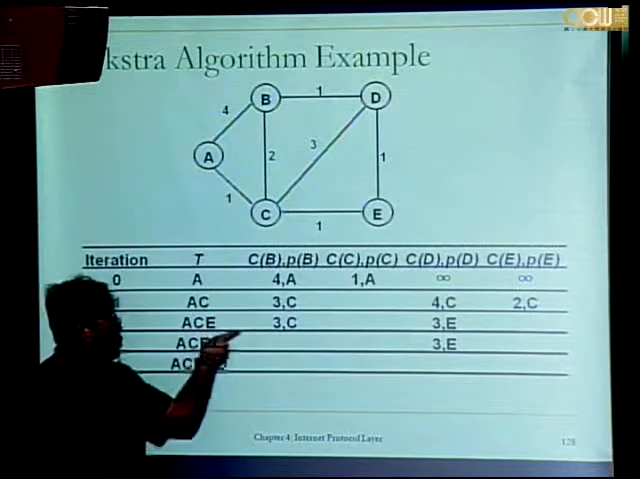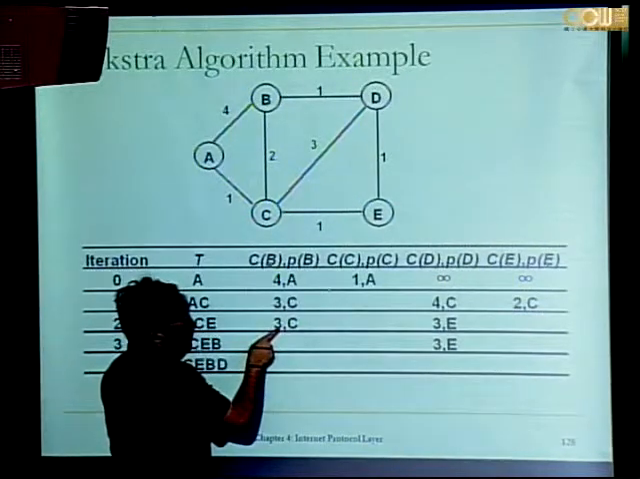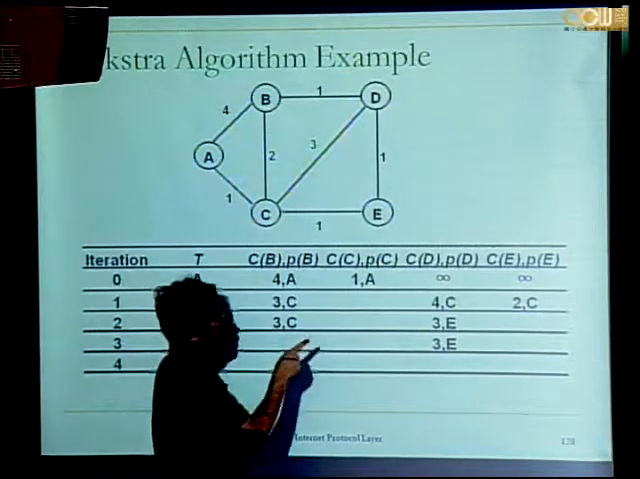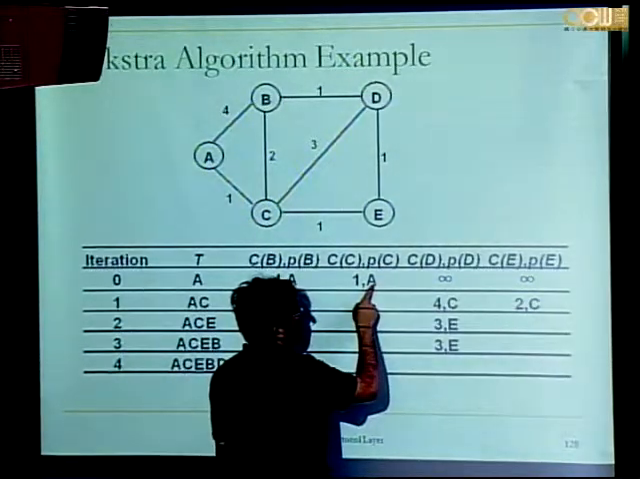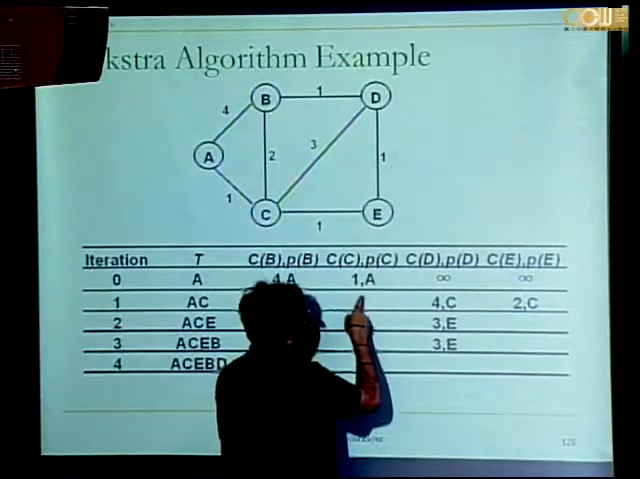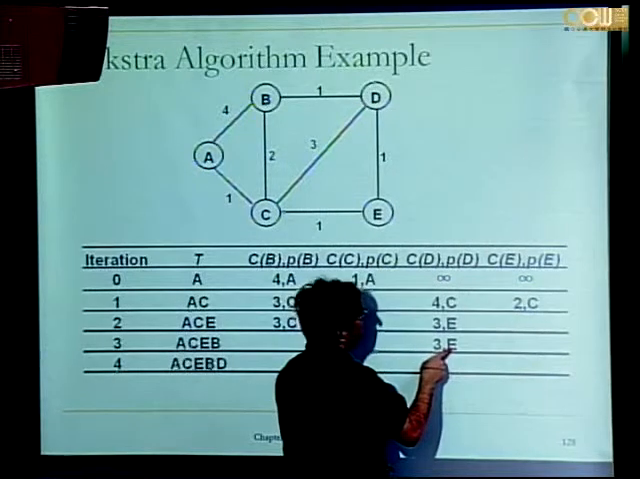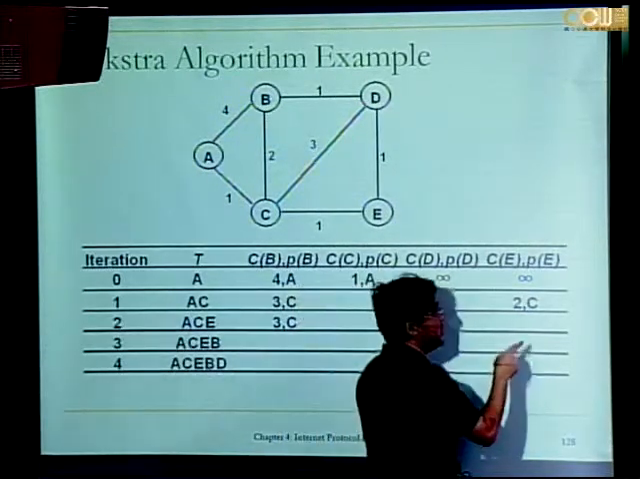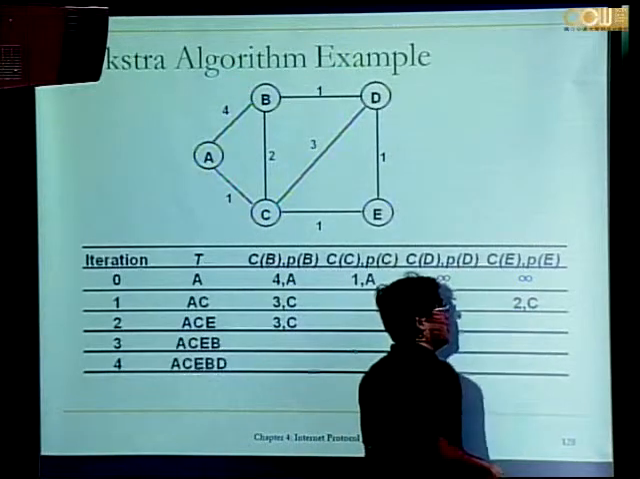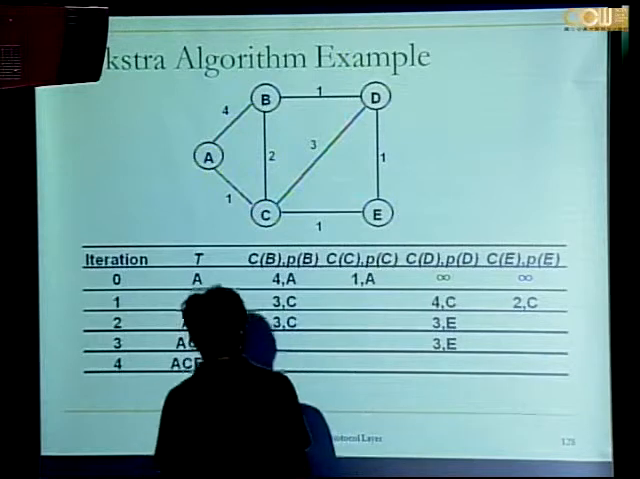I'm A. I can reach B through C with a cost of 3. I can reach C through A with a cost of 1. I can reach D through E with a cost of 3. I can reach E through C with a cost of 2. So I will take that information and then put it into a routing table.